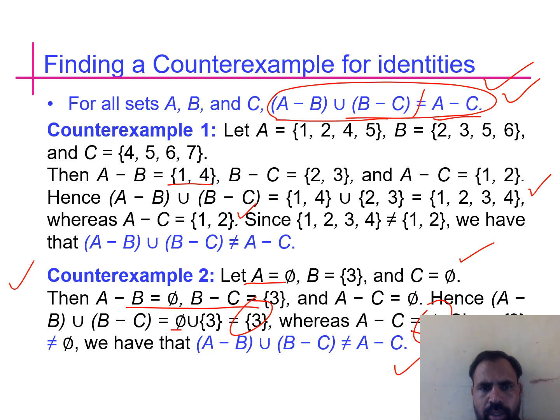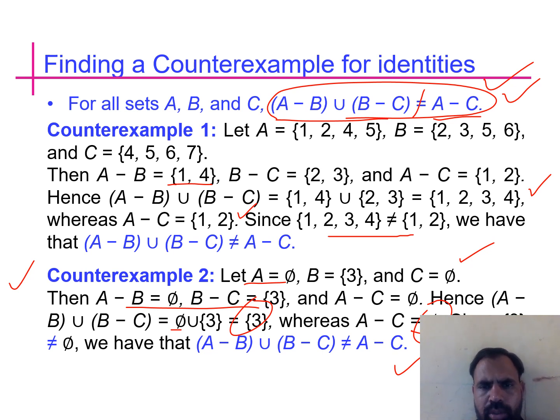Hence A difference B union B difference C is equal to 1, 4 union 2, 3. When we take the union, then it's 1, 2, 3, 4, whereas A minus C is equal to 1, 2. So which is not equal to this. So we have shown that A minus B union B minus C is not equal to A minus C.